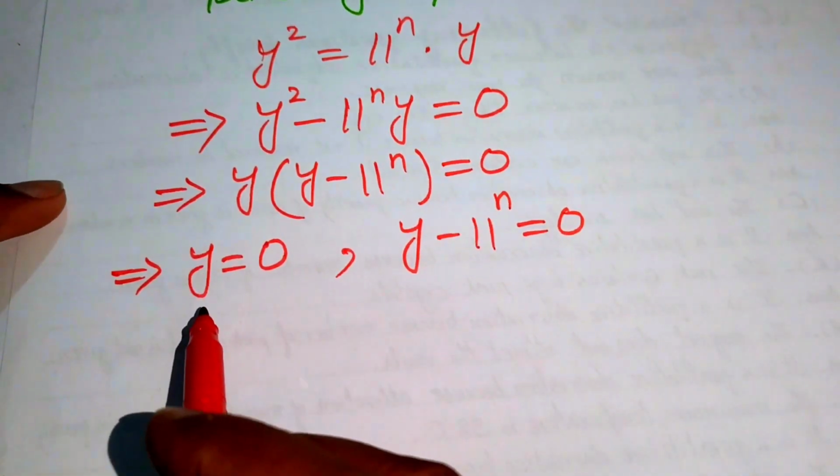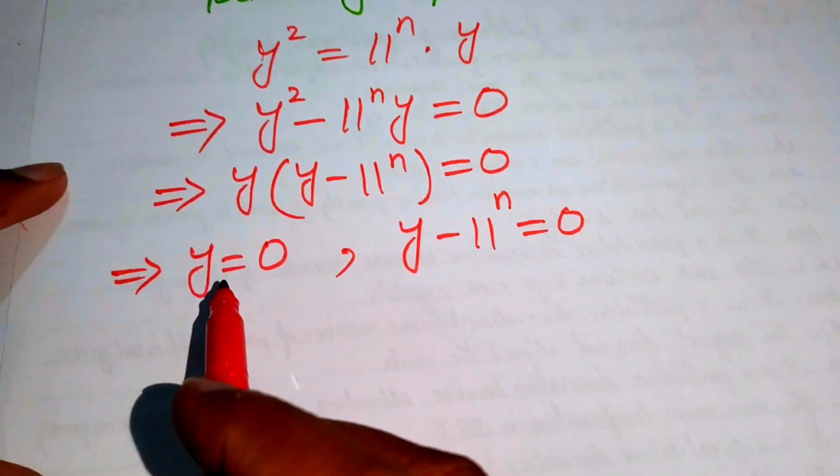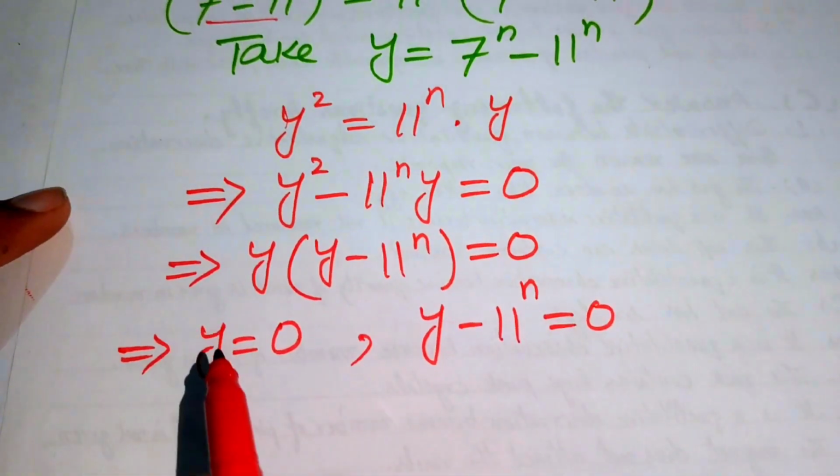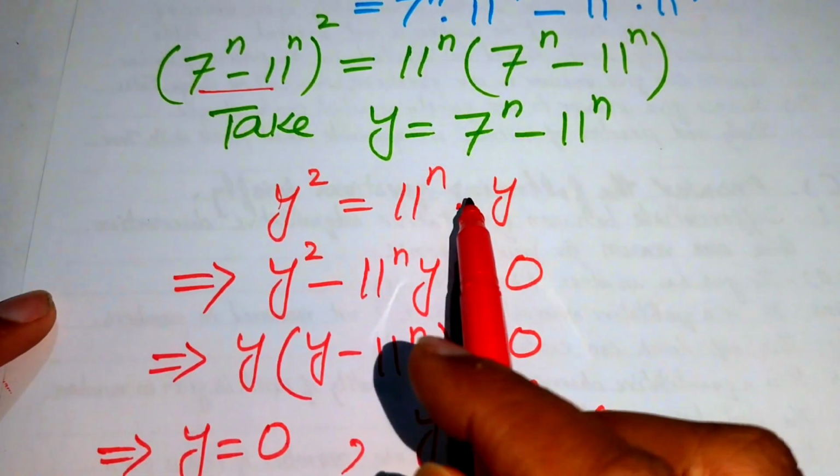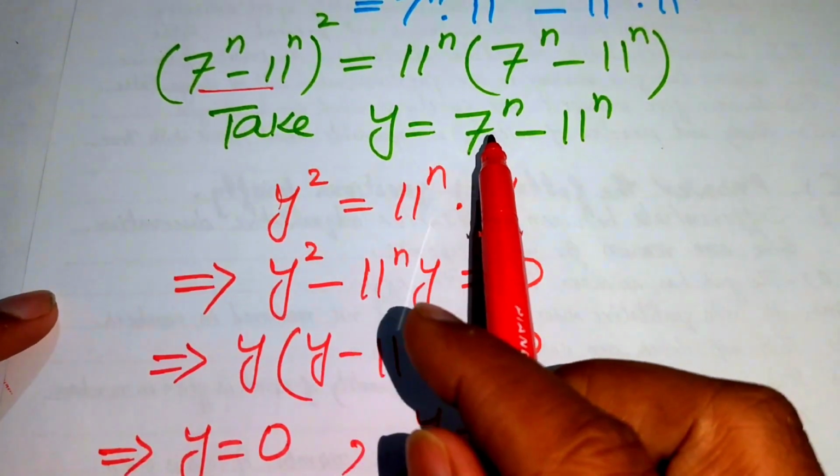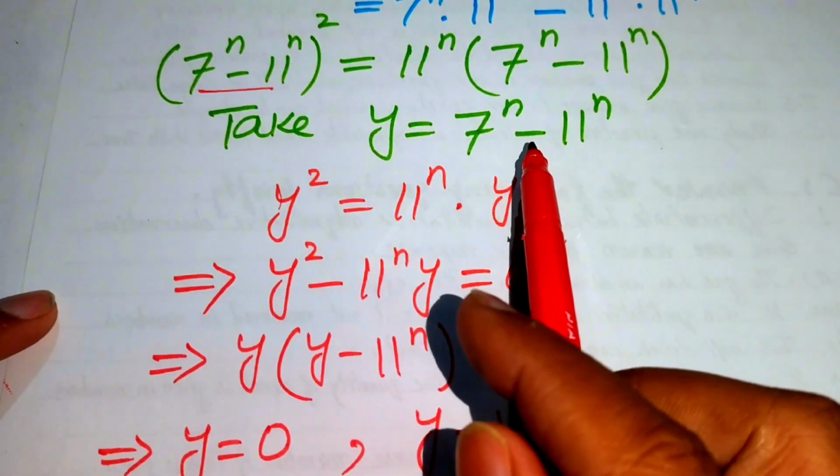In the first case we have y = 0, and now we back substitute the value of y, where the value of y is 7^n − 11^n.